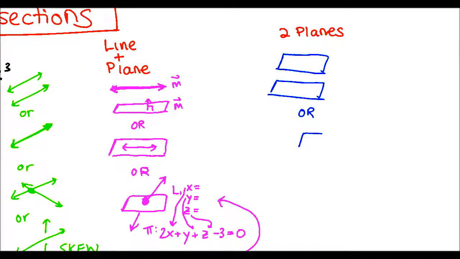Or you could have the same planes, so coincident planes, in which case their equations would have to be identical or scalar multiples of each other. Or you could have intersecting planes that are super hard to draw.